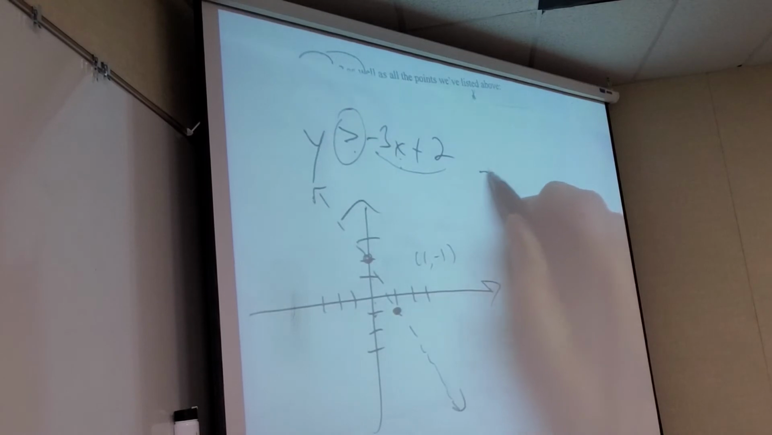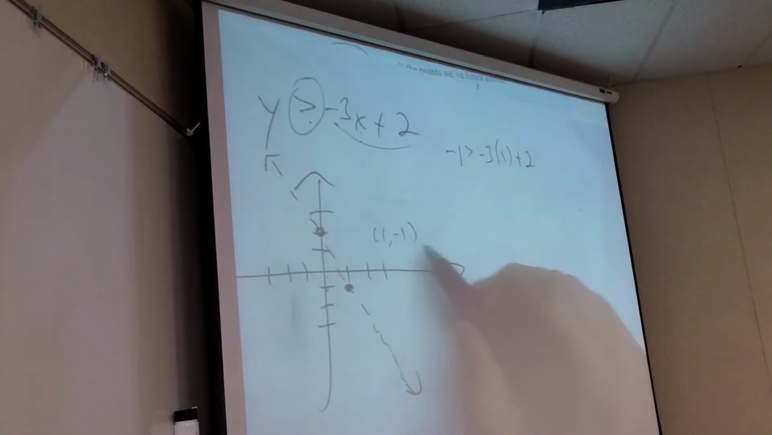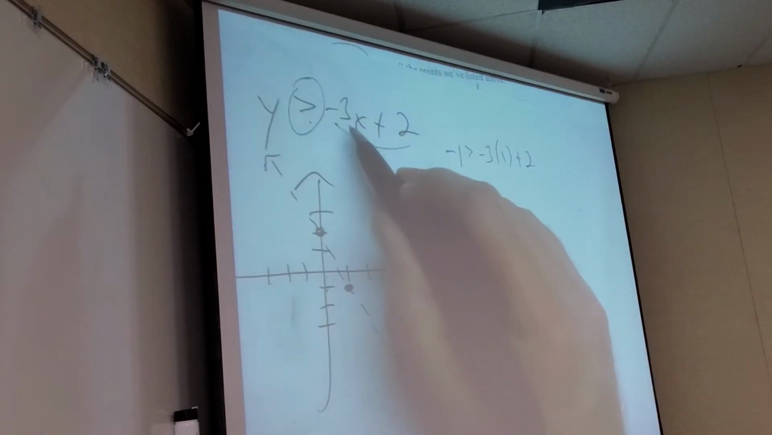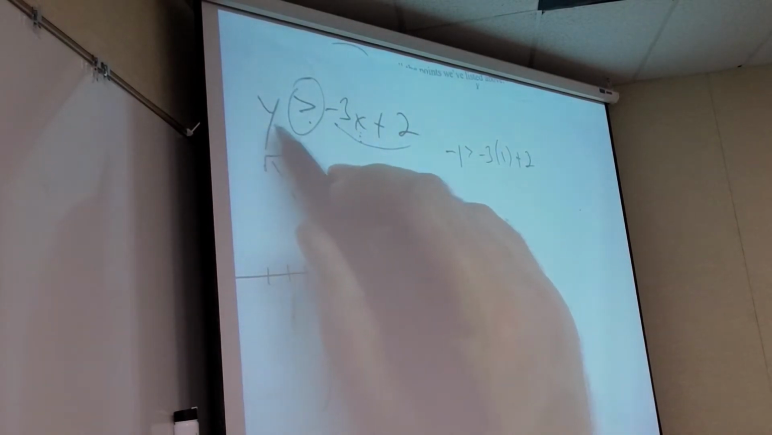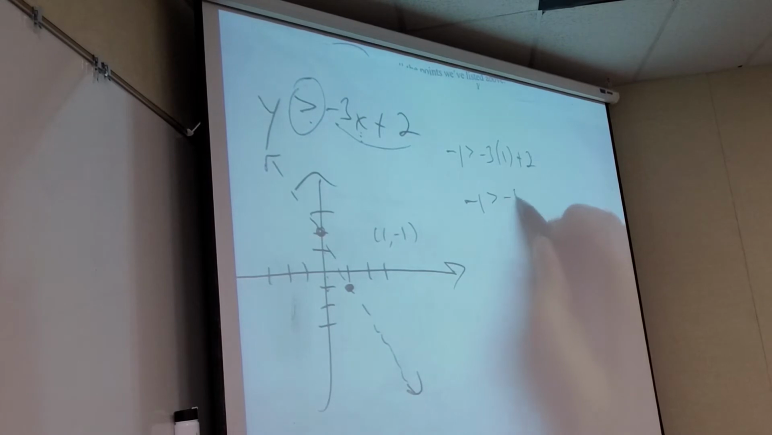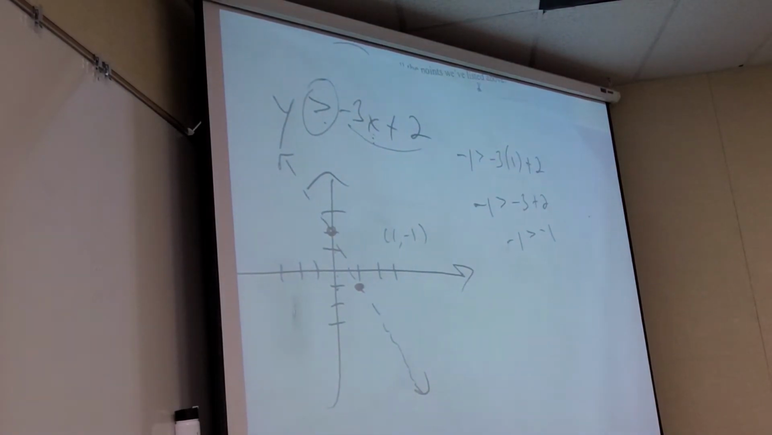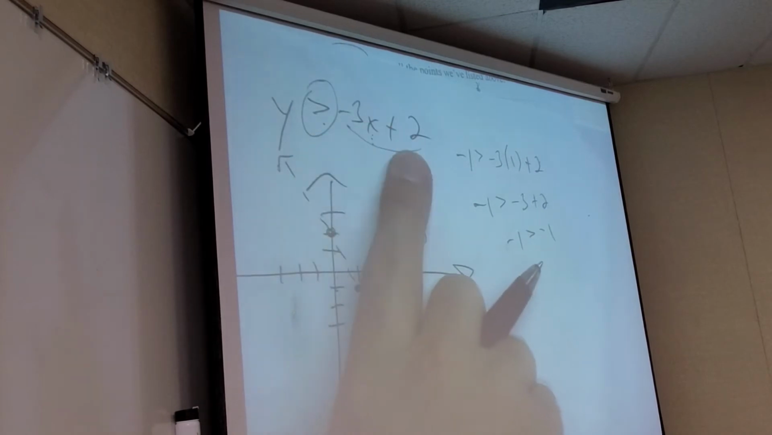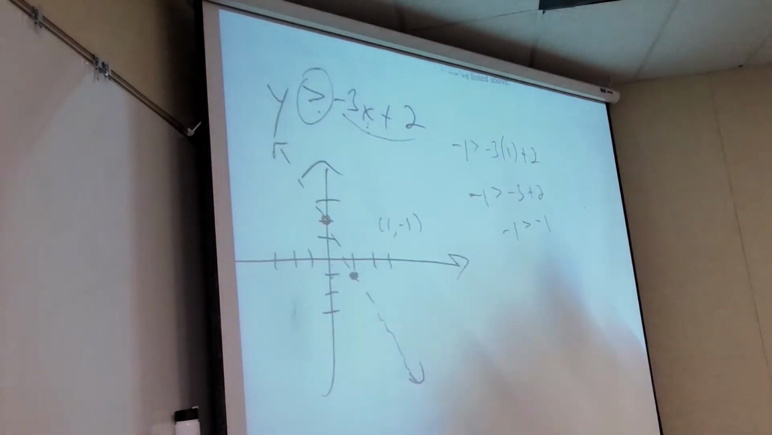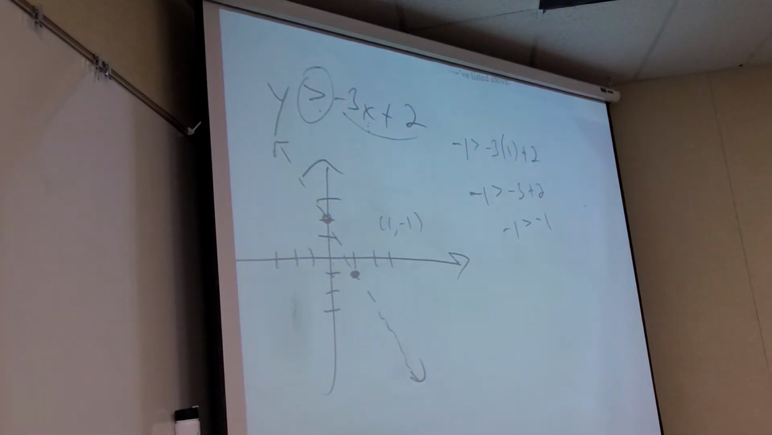If I put negative 1 greater than negative 3 times 1 plus 2, is that true? A 1 there and a negative 1 there. Is negative 1 bigger than negative 3 plus 2? Is negative 1 bigger than negative 1? No. So a point on the line does not work because it's not allowed to equal the line. So instead of making one big open circle, I make the line dotted. It means the same thing.